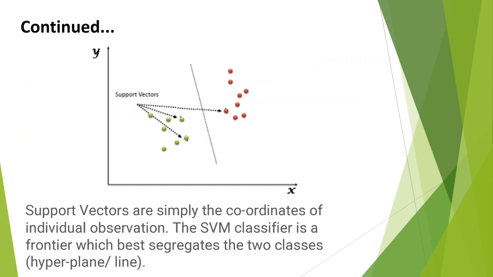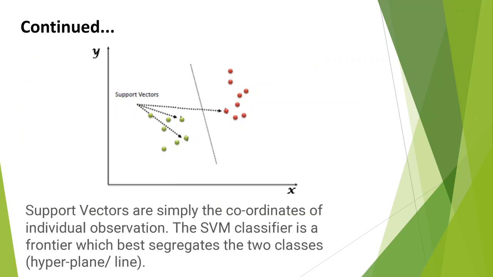What is meant by a support vector machine? Support vector machine or SVM is a supervised machine learning algorithm which can be used for both classification and regression challenges. However, it is mostly used in classification problems. In the SVM algorithm, we plot each data item as a point in n-dimensional space where n is the number of features you have, with the value of each feature being the value of a particular coordinate. Then we perform classification by finding the hyperplane that differentiates the two classes very well.